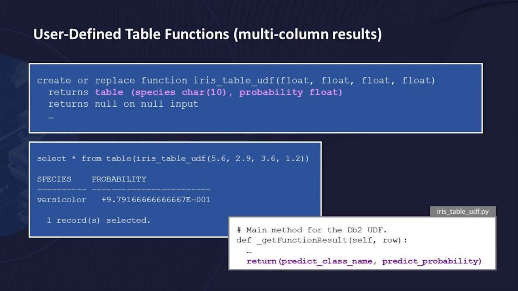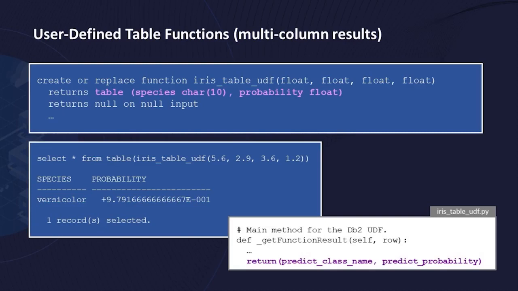The code is in the white box here. And rather than showing all of it, I'm just including the important piece, which is get function result returning 2 values. You can say return variable 1, variable 2, and so on. And the blue box at the top has the create function statement, defining it as a table function with 2 output parameters, a character column and a float. Again, this could just as easily be a decimal. And then the blue box at the bottom has an example query calling the function, with a single row result from the table as a table, with the species and probability column values.